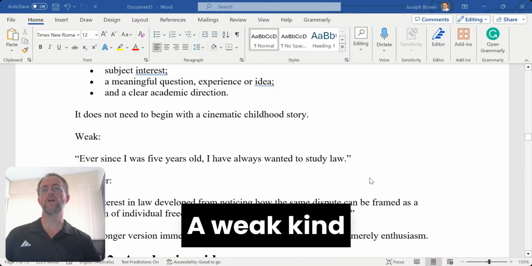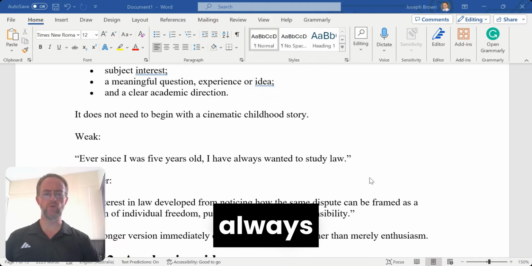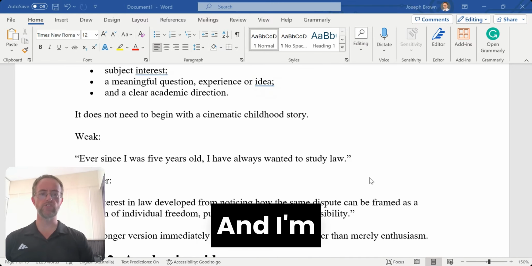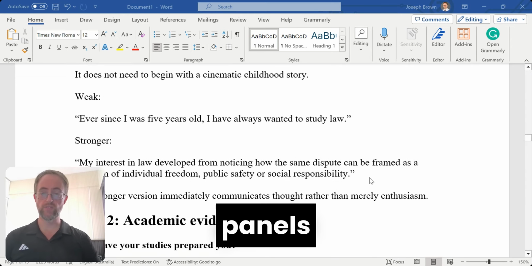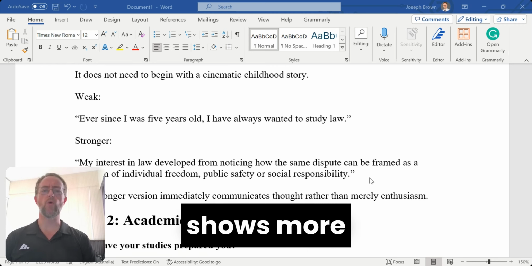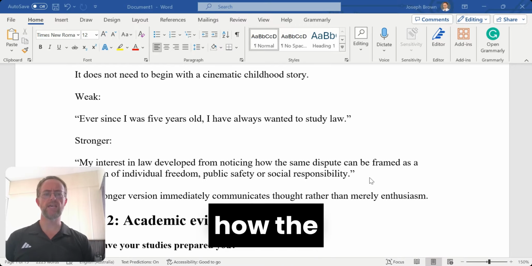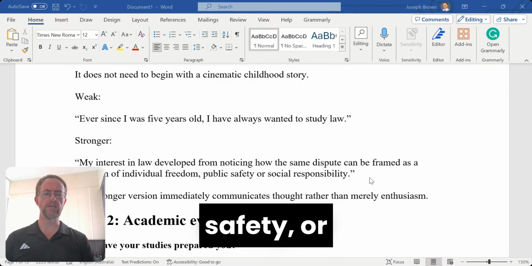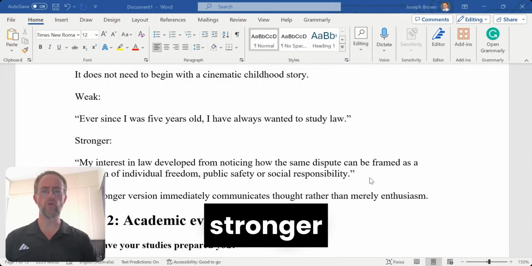A weak kind of introduction would be, "Ever since I was 5 years old, I've always wanted to study law." That's what I hear a lot of students come up with, and I'm sure that the academic review panels hear that all the time. What you want to show is something that shows more of those qualities. So, "My interest in law developed from noticing how the same dispute can be framed as a question of individual freedom, public safety, or social responsibility." This is a much stronger version.